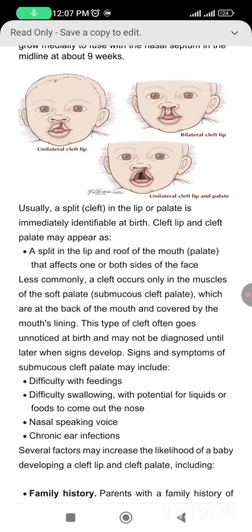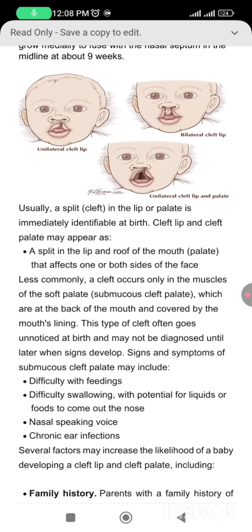Signs and symptoms of submucous cleft palate may include difficulty with feeding, difficulty swallowing, with potential for liquids or foods to come out of the nose, nasal speaking voices, and chronic ear infections.